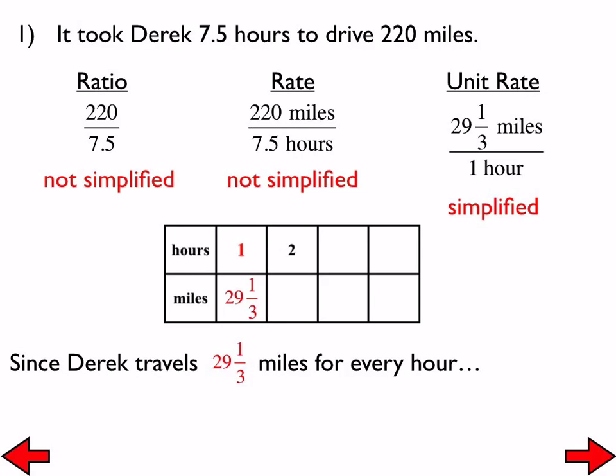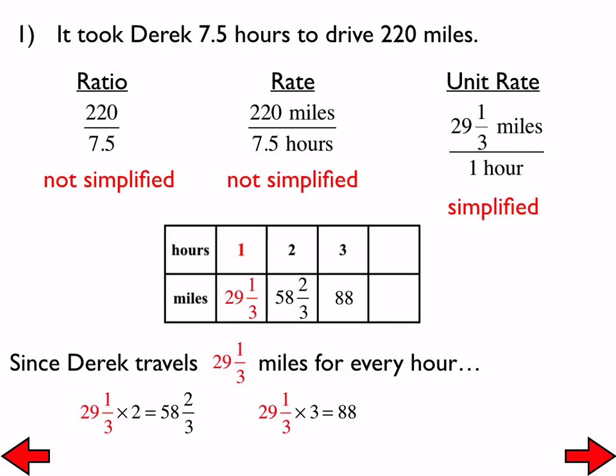Yeah. Multiply 29 and 1/3 by 2. Yeah, because that unit rate is powerful. For every hour, he travels 29 and 1/3. So for 2 hours, 29 and 1/3 times 2. That's 58 and 2/3. For the first problem here, I'm going to do all the math for you, okay? But I'm just showing you how I get that. And of course, for 3 hours, it would be 29 and 1/3 times 3, because for every single hour, he travels 29 and 1/3 miles. That's 88 miles.